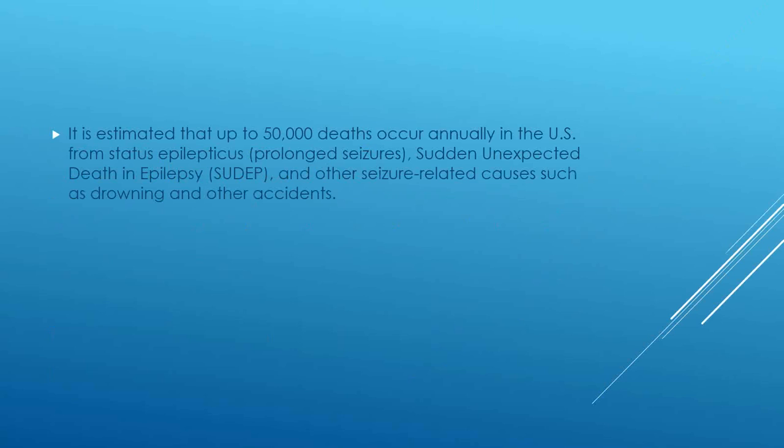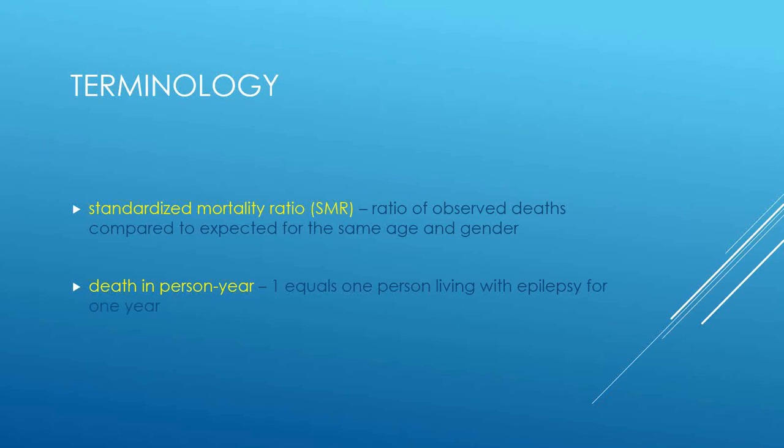Death is never an easy topic to raise or to discuss. Most people feel uncomfortable with it. Some doctors choose to avoid this subject so as not to raise any alarm. However, it is a very important topic, as awareness is the best way to prevent unexpected death. It is estimated that up to 50,000 deaths occur annually in the United States from status epilepticus, sudden unexpected death in epilepsy, and other seizure-related causes such as drowning and other accidents.